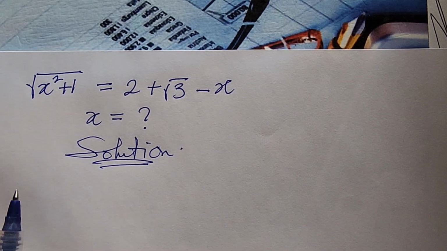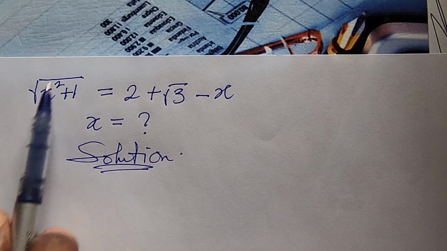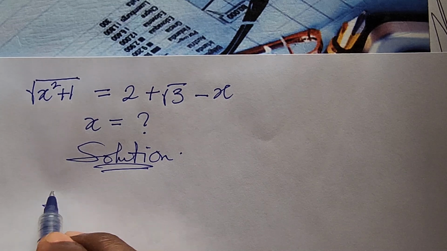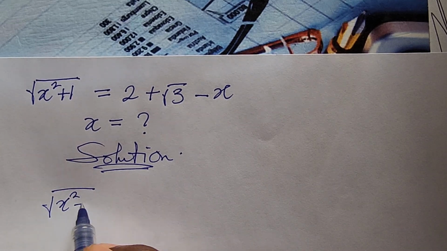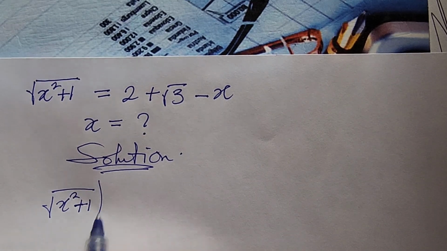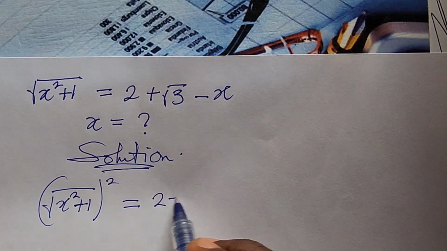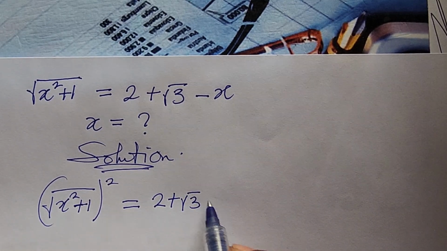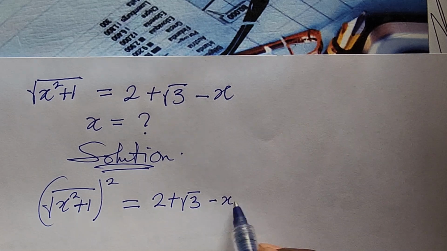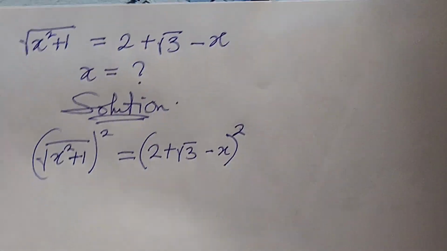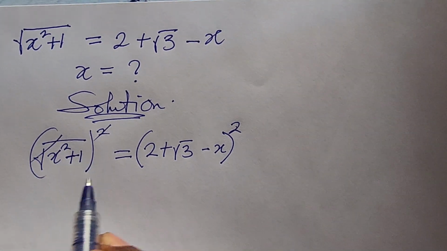All right. The number one thing we do here is to eliminate this radical. And how do we do that? We take the square of both sides of the equation. So this is going to give us the square root of x squared plus 1, all raised to the power of 2, equal to 2 plus square root of 3 minus x, all bracket raised to the power of 2. So we know this and this will leave.